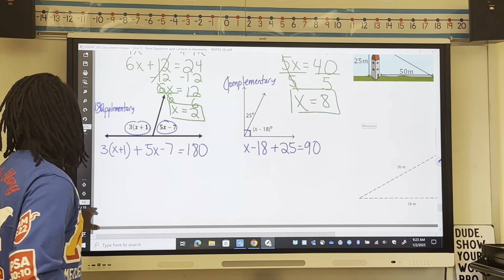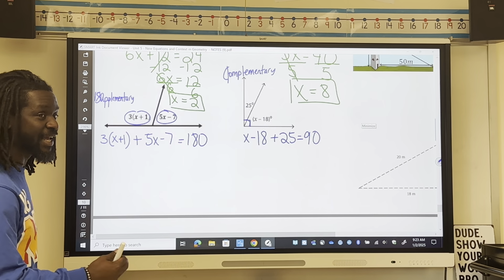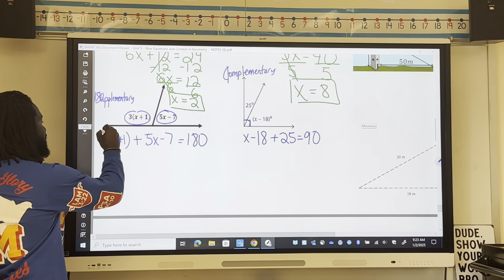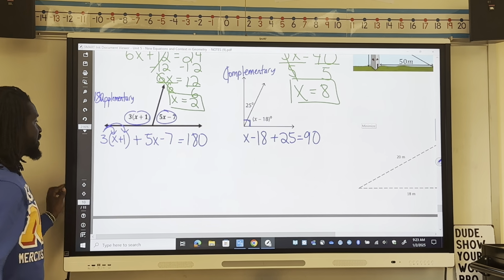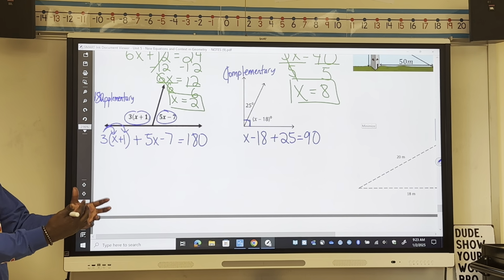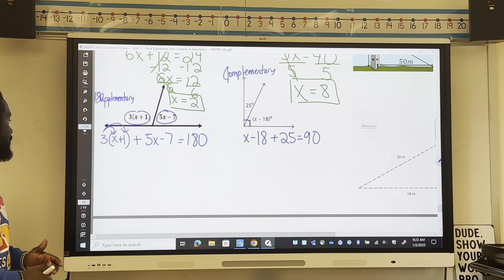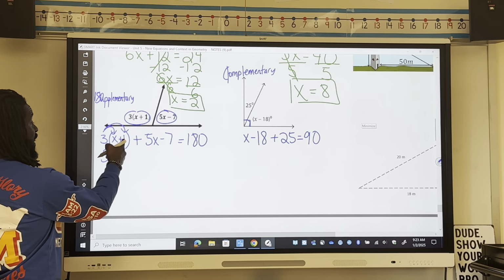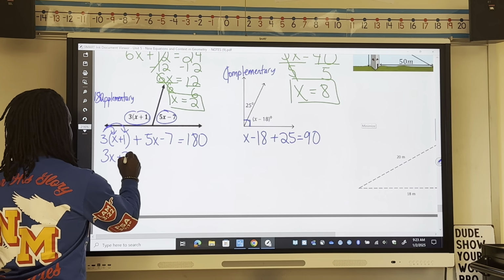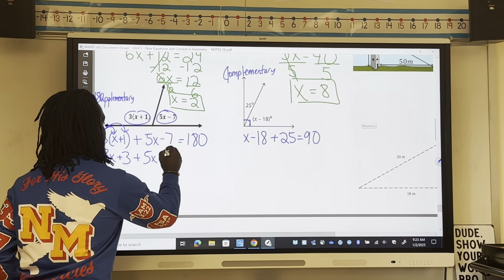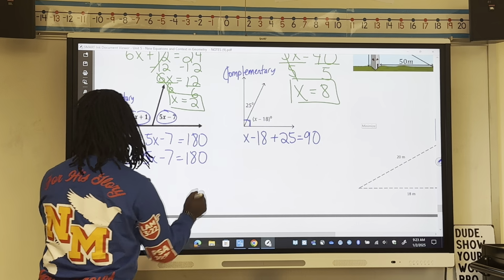All right. So in this first one, there's several steps here. The first thing that we needed to do is distribute the 3, okay? So I have this 3 on the outside of the parentheses. I have to multiply it by both of the numbers inside of the parentheses. So 3 times x is 3x. 3 times 1 is 3, okay? And then I'm just going to add plus 5x minus 7 equals 180, right?